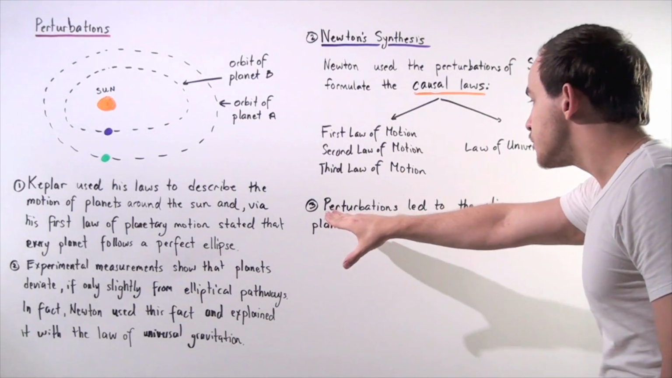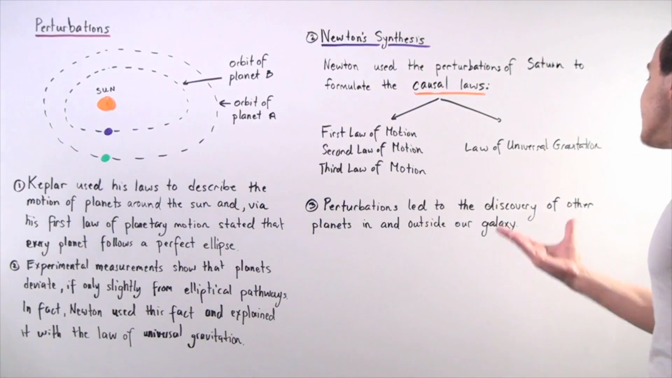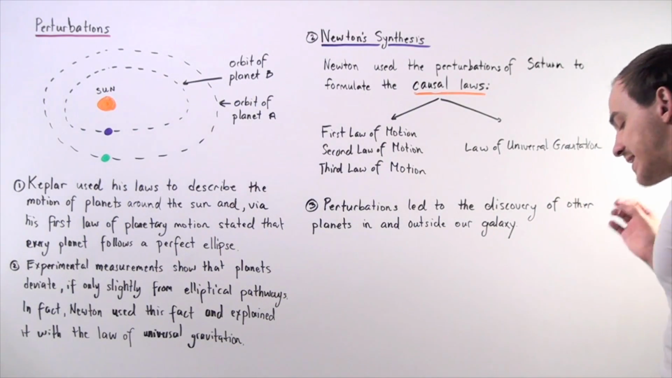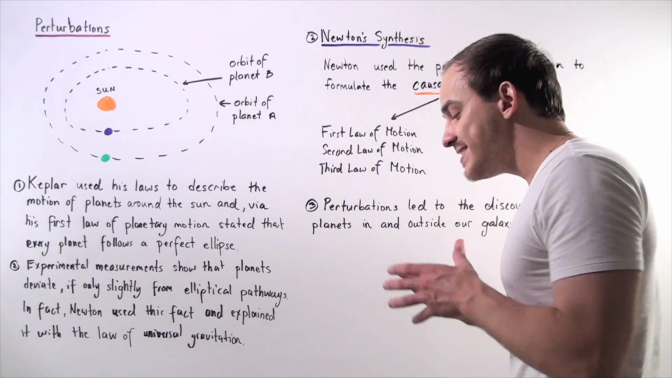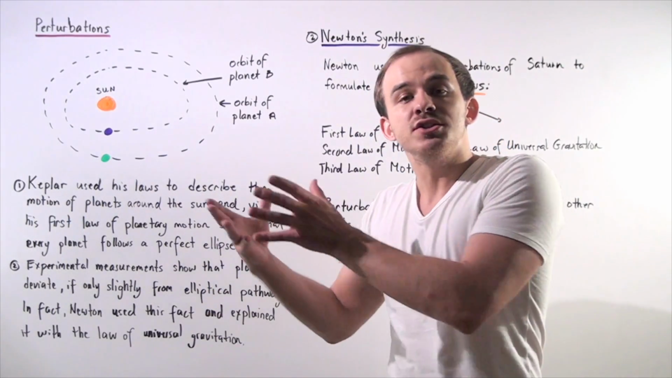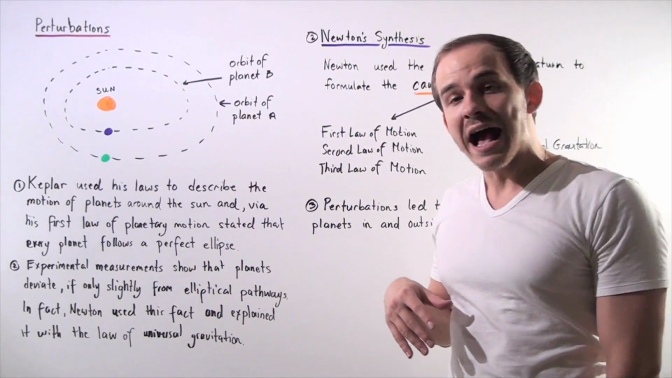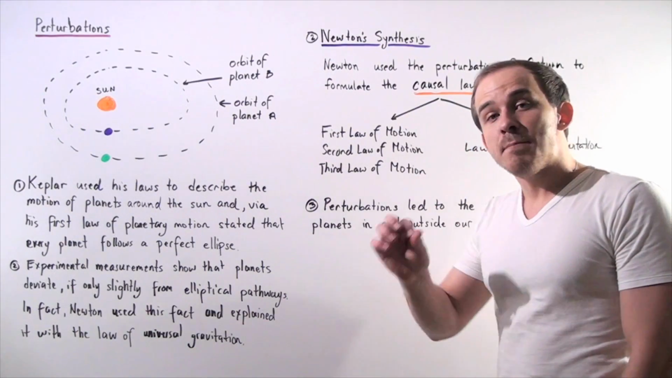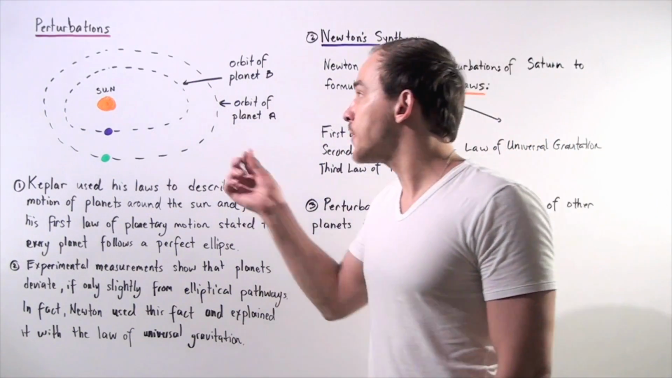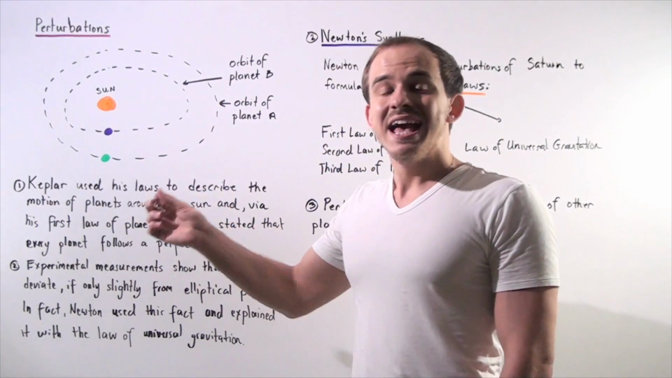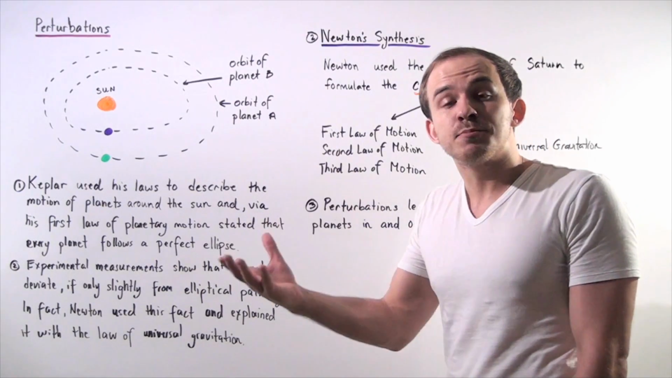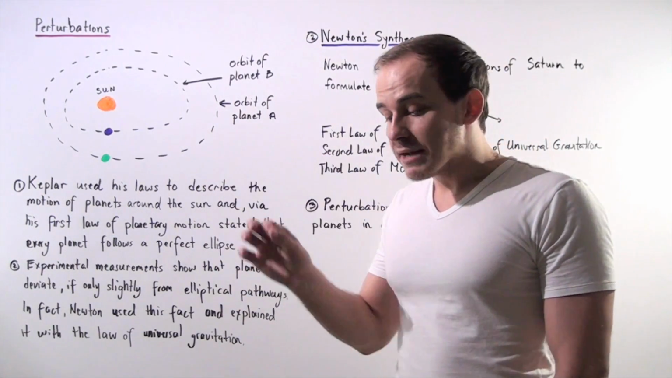And perturbations can also be used to discover other planets in and outside our galaxy. So for example, if a scientist is observing a planet that's orbiting another sun in some far off galaxy, and the pathway of that planet deviates from a perfectly elliptical pathway, that means there must be other objects, other planets present around that planet.